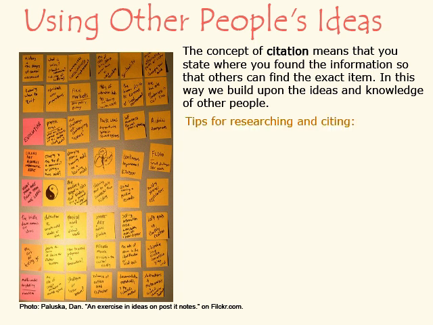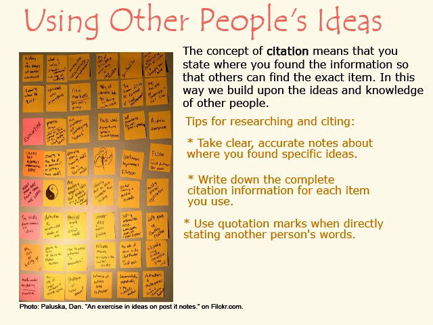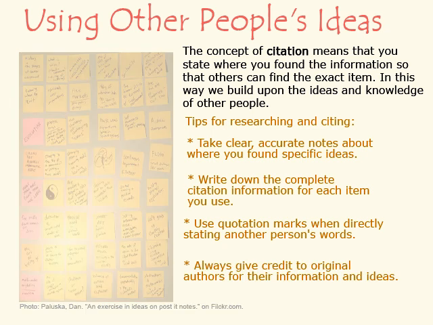Here are some tips for researching and citing. First, take clear, accurate notes about where you found specific ideas. Be sure to write down the complete citation information for each item you use. Use quotation marks when directly stating another person's words. Finally, always give credit to original authors for their information and ideas.